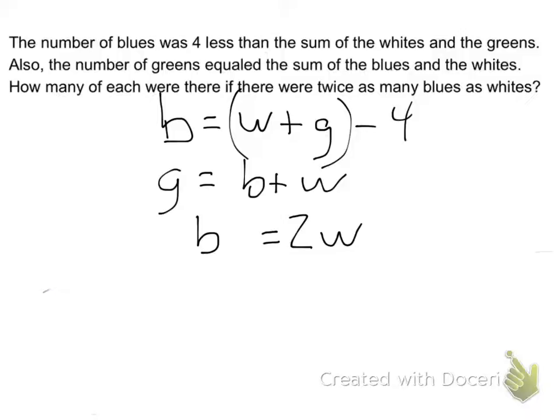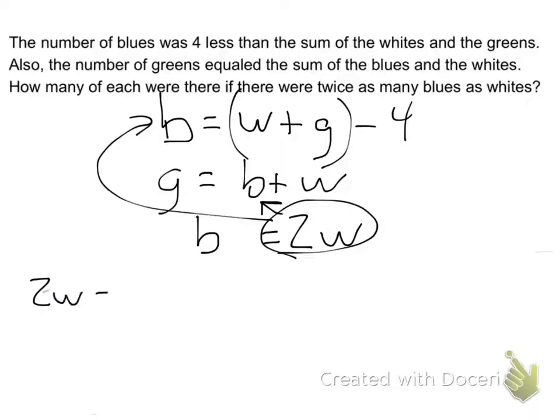We have 3 unknowns. So now, basically, I can just substitute. It makes it really easy because of substitution. I got B equals. So can't I put that here and there? So it'd be 2W equals whites plus greens minus 4. Is everybody okay with that?